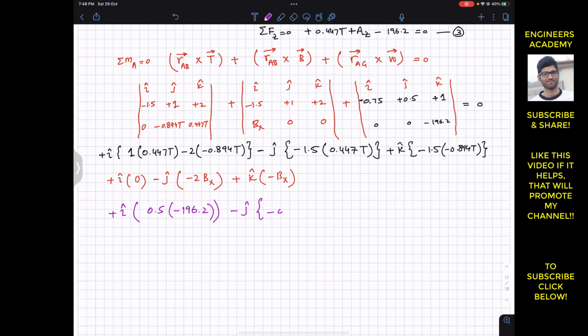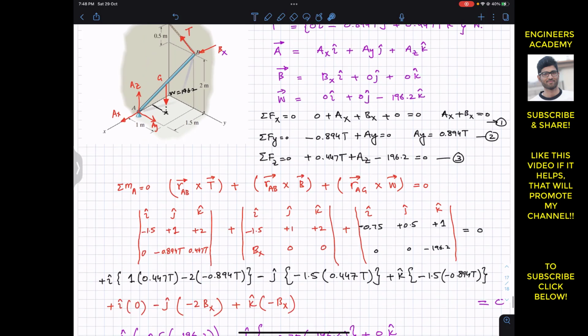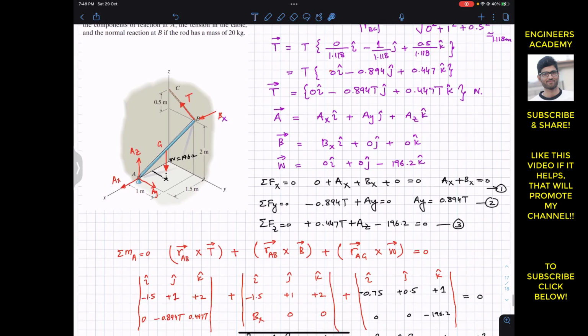minus 0.75 into minus 196.2 for j. So this minus 0, so this is for j. And then for k we need to hide this and this, and this is 0 minus 0, so plus 0k. The summation of all these will be equal to 0. The summation of this, this and this is equal to 0, since that rod is in equilibrium.